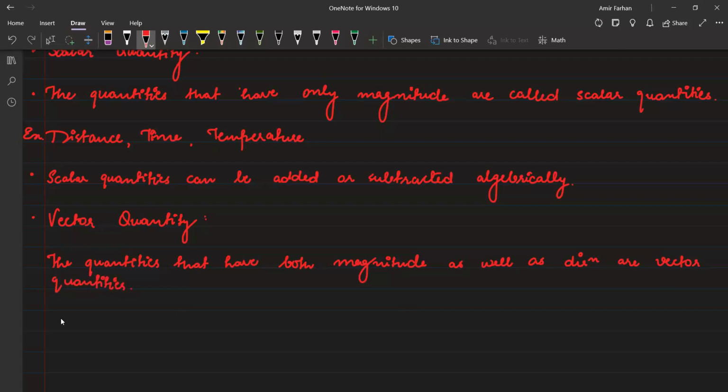So examples of vector quantities are displacement, velocity. Velocity is similar to speed, but velocity has direction. Then acceleration, force, etc. So these are some examples of the vector quantities. And in the scalar quantities, speed is a scalar term.